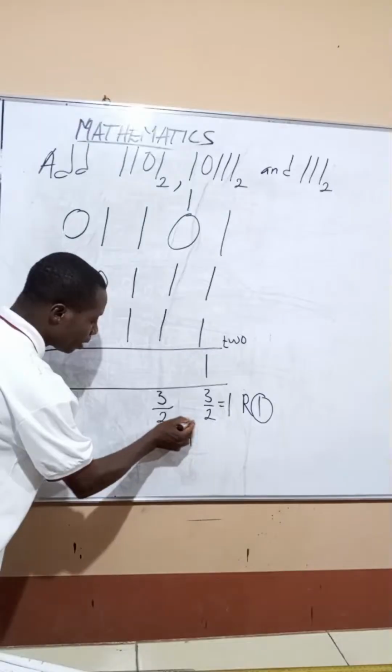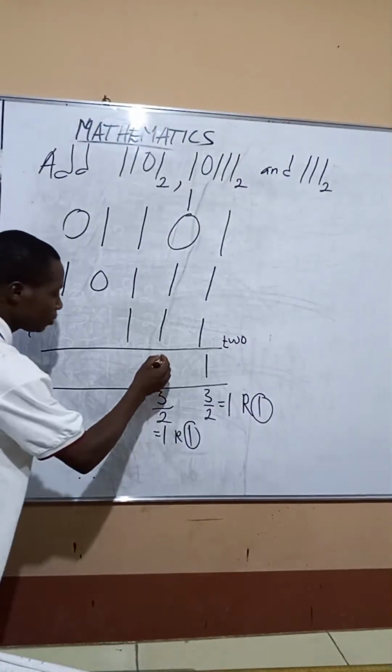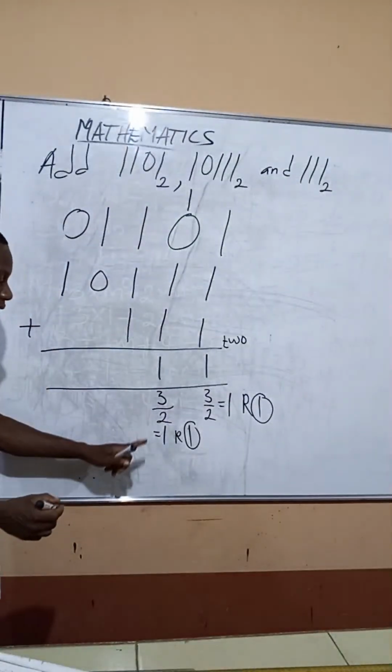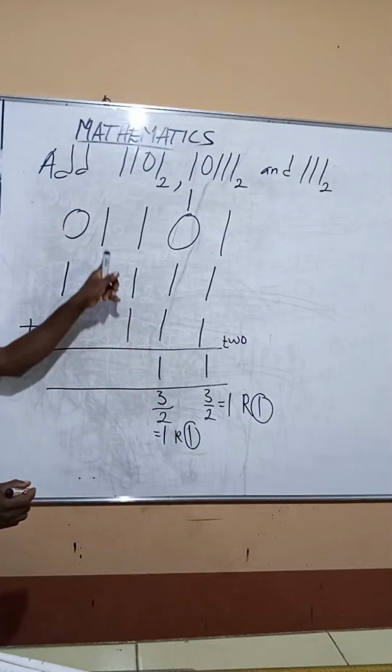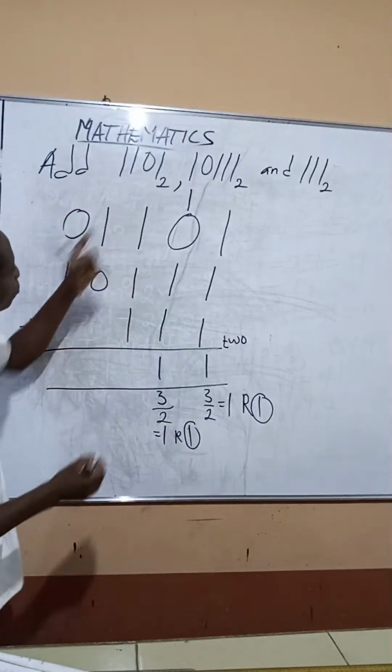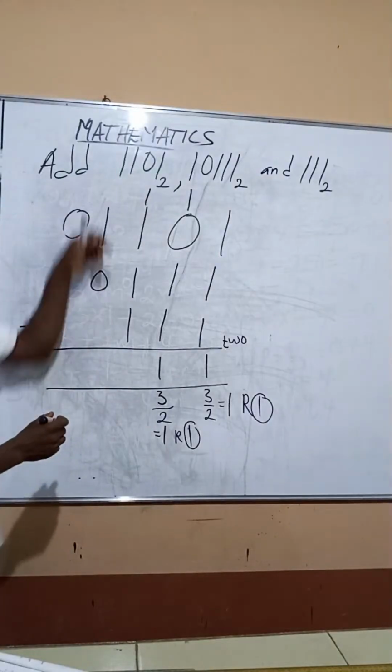Okay, 1 remainder 1. Then this 1, come and write it here. This is where you are going to write the 1, not the 3. Okay, then this other 1, transfer it to the next column. Where is the next column? This column, yes. This is the column. You see it now? Transfer it to this column.